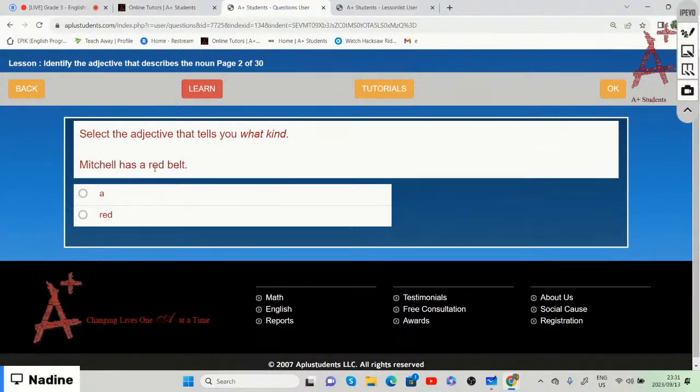Mitchell has a red belt. We need to select the adjective that tells us what kind. Is it A or is it red? That tells us what kind.